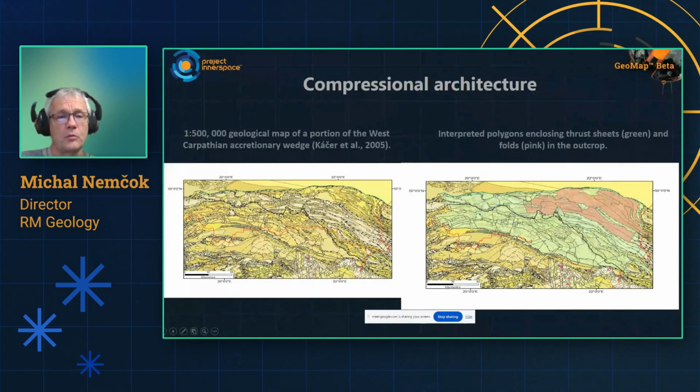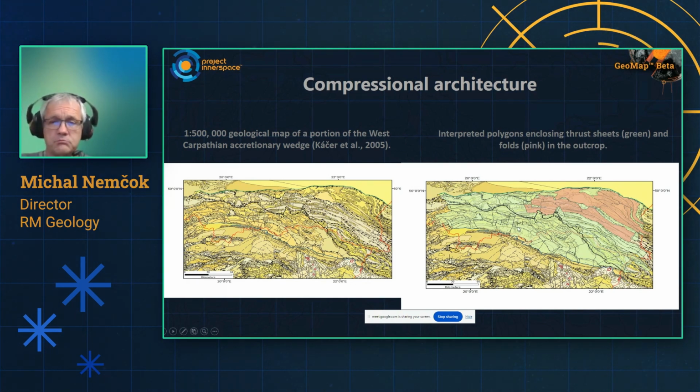Now, how do we map fault blocks in compressional architectures? The example comes from a segment of the West Carpathian accretionary wedge. We are looking at its Polish segment and Slovakian segment. And this is what we mapped. As you go deeper into the wedge, most of the original faults get translated by reverse faults, thrust faults, and we see fully fledged thrust sheets.